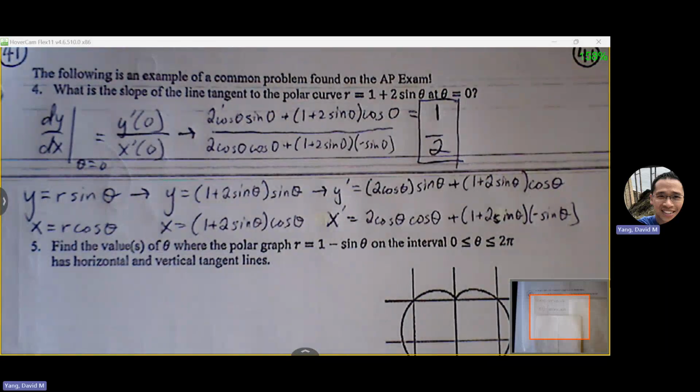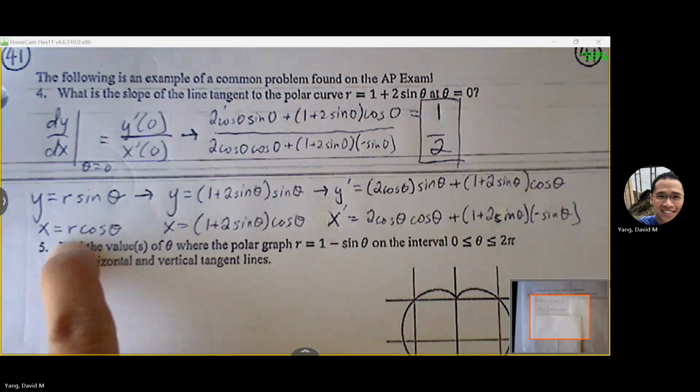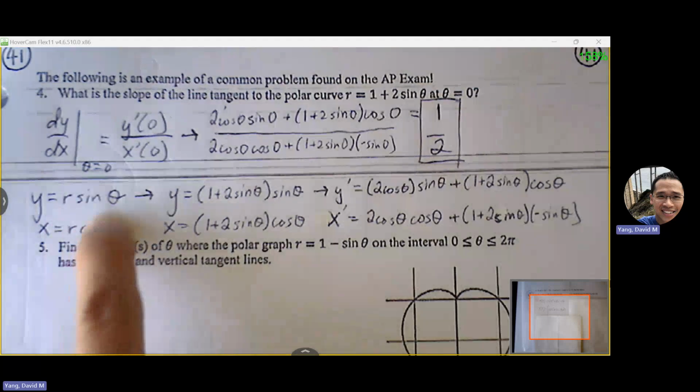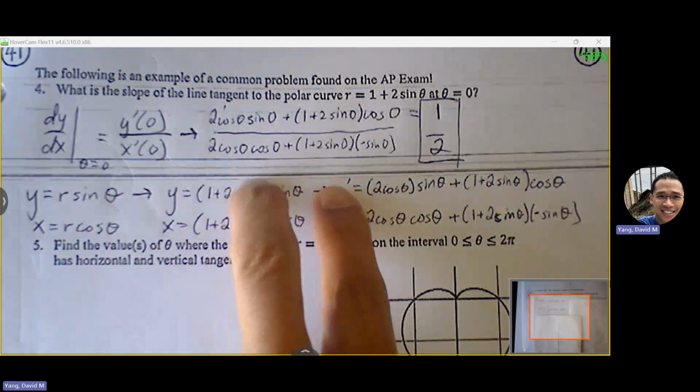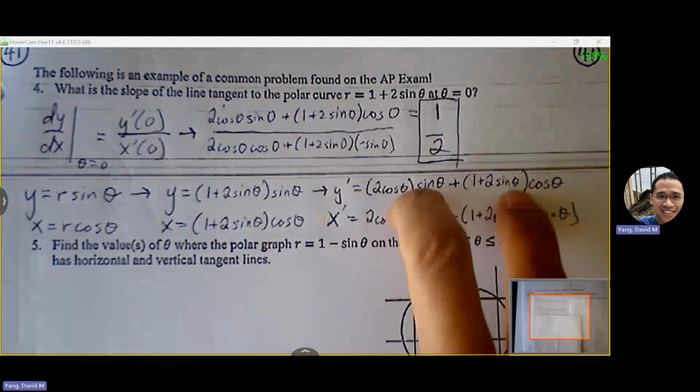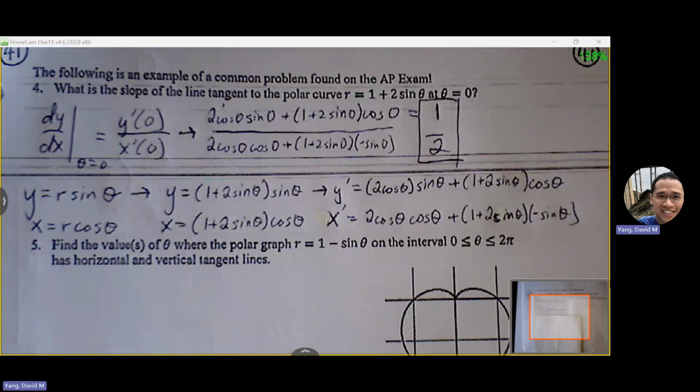So it's similar with parametric, it's just that with polar, y is r sine theta and x is r cosine theta. To get them into the same variables there, we're going to have to go through a product rule. So that's just the only thing there.